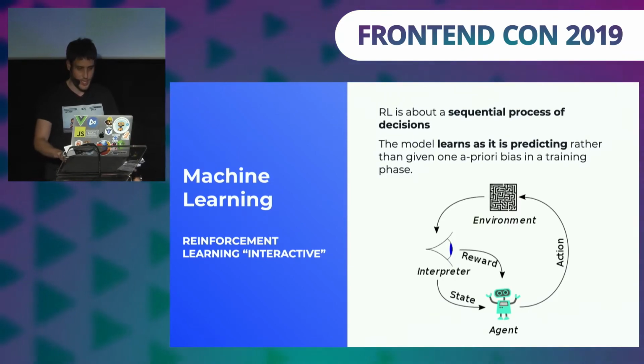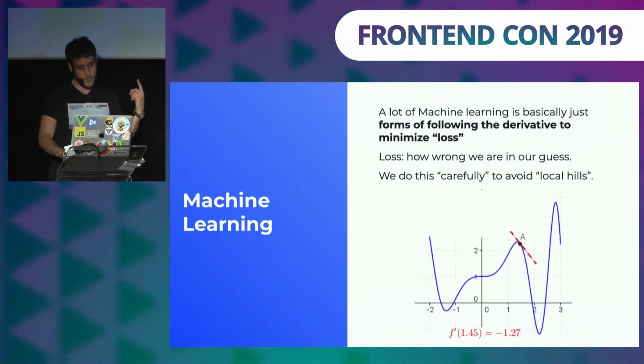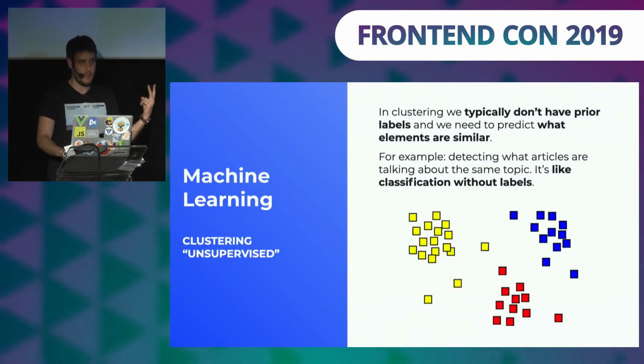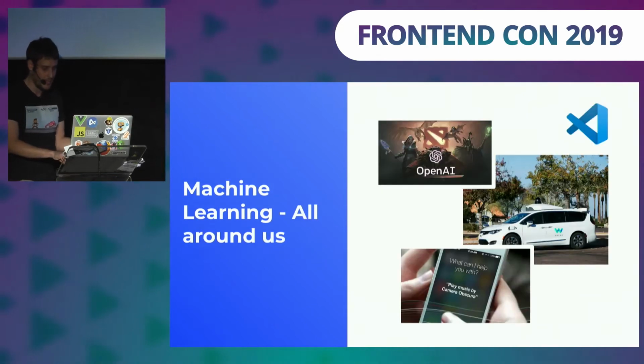So just real quick, we have classification, that's the first type. We have clustering, that's the second type. And we have reinforcement learning, where we make the updates as we go.